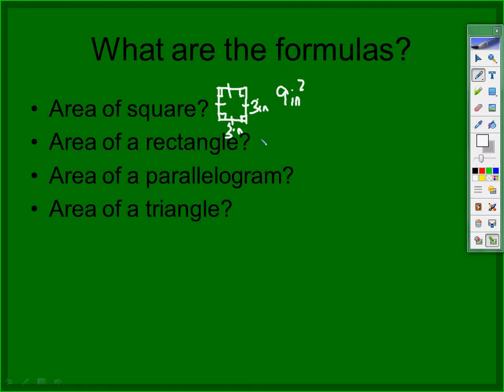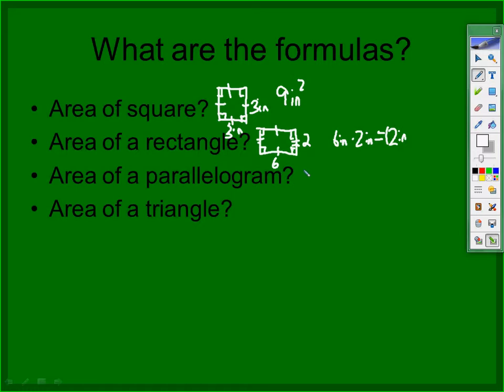The area of a rectangle is a parallelogram with 4 90-degree angles, and in this case this side is congruent to its opposite side. If this is 6 and this is 2, my base times height would be 6 times 2, we'll say inches, which would be 12 square inches.